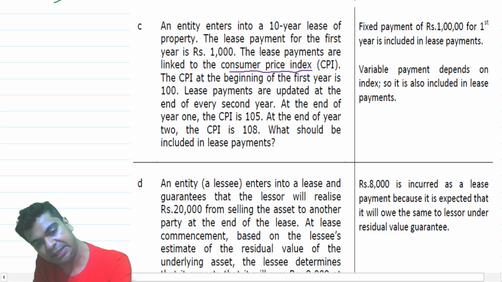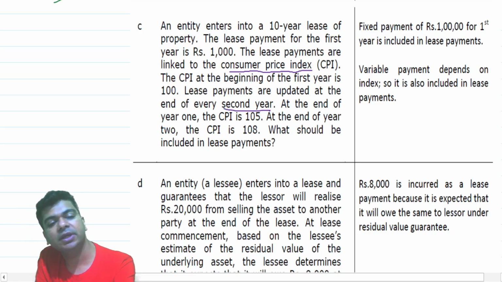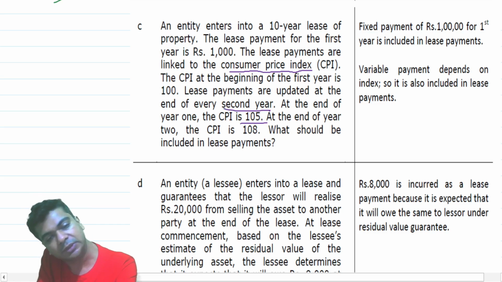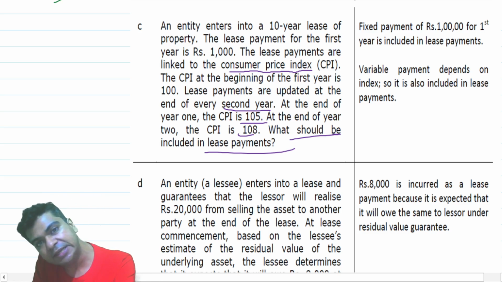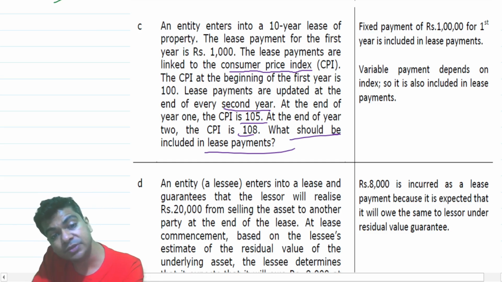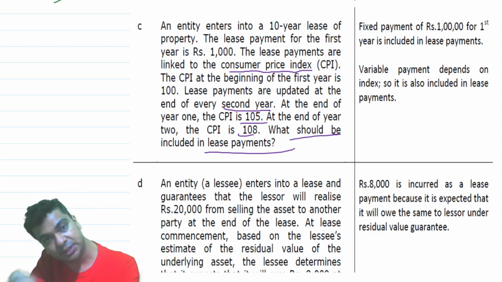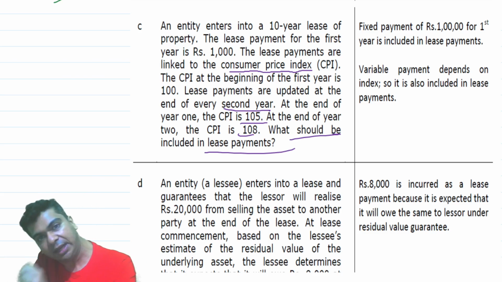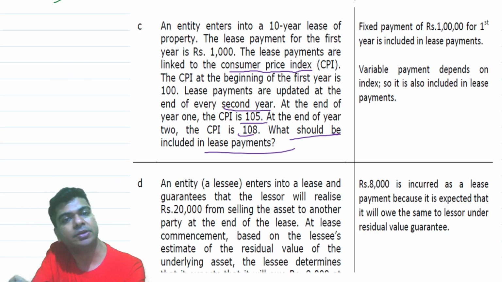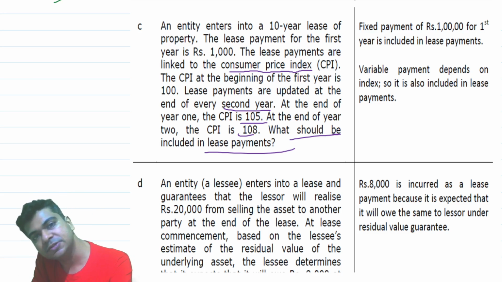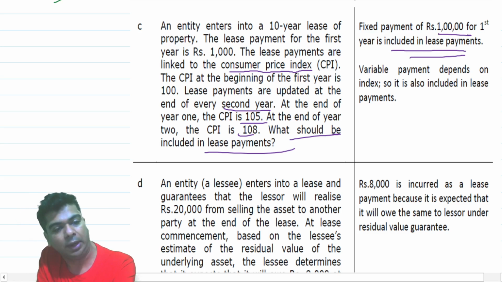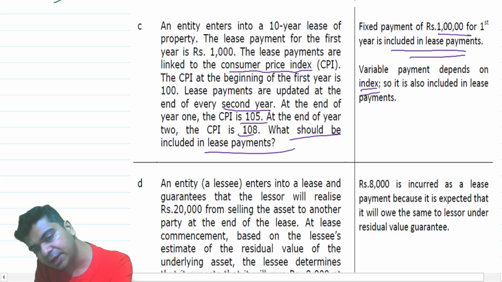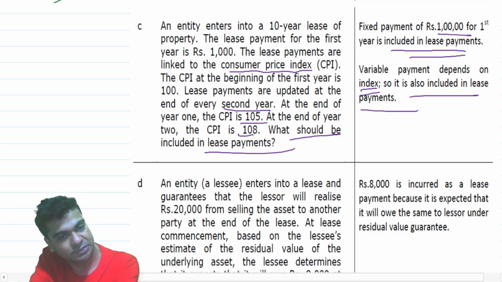Lease payments are updated at the end of every second year. And at the end of the year 1, this is the CPI. At the end of the year 2, this is the CPI. What should be included in the lease payments? Here, the lease payments are varying on the basis of a consumer price index. It is becoming variable, but any variable payments that are linked to an index or a rate are included in the lease payments. So fixed payment for the first year is included in the lease payment. And the variable payment depends on index, so it is also included in the lease payments.